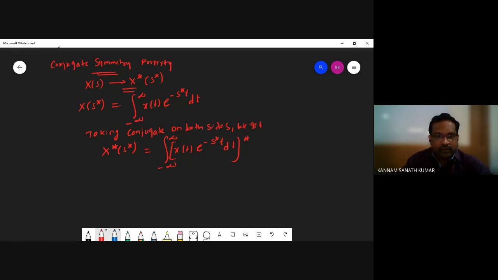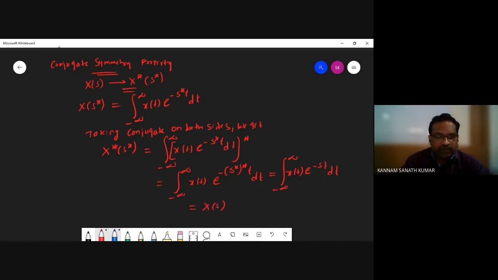So what you did, you applied the conjugate on both sides. Okay, so this is equal to what? Integration minus infinity to infinity x of t e power minus s conjugate, again whole conjugate, t into dt. As I told you, s conjugate whole conjugate is equal to the real value s itself. So that means this is equal to the integration minus infinity to infinity x of t e power minus st dt. So this is equal to x of s.